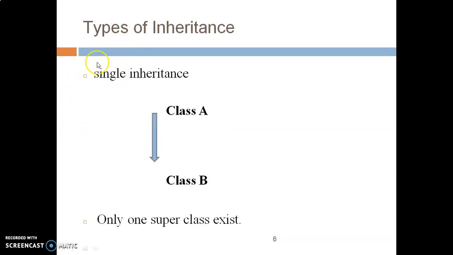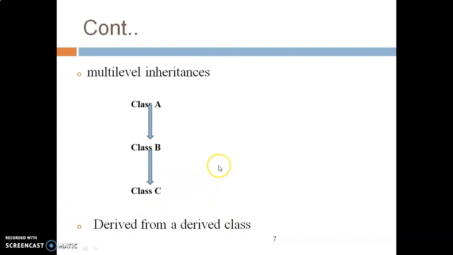The first one is single inheritance. This is the superclass and this is the child class. Here only one superclass exists. In case of multilevel, as the name says, here we are talking about multiple levels of superclass. And this is the diagram for that. This is the hierarchical structure for that.